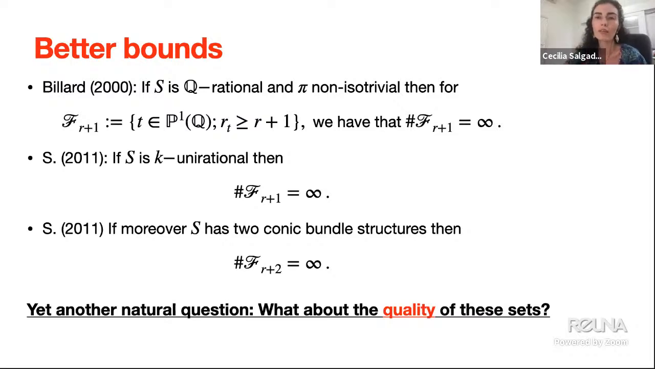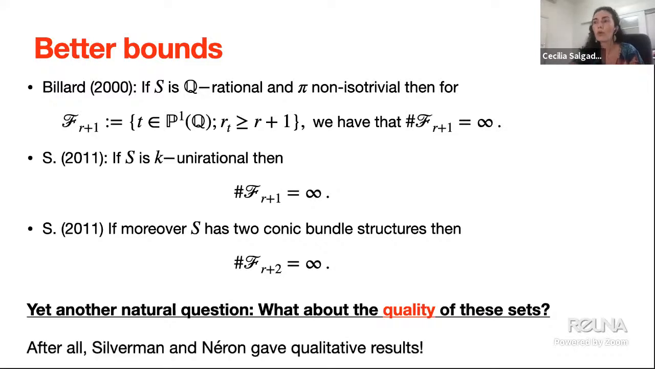Remember that in the previous slide, it was very much qualitative, in the sense that what Silverman does is for all but finitely many, so far from a set of bounded height. What Néron did before in the 50s was, it's happening far from a thin set. So this was all qualitative, while what we have here is just that it's an infinite set, and we don't know anything about how this set sits in the line P1. Is it dense in some sense? So the goal of this talk is to tackle the quality of these sets.